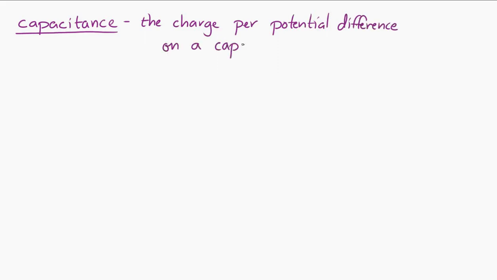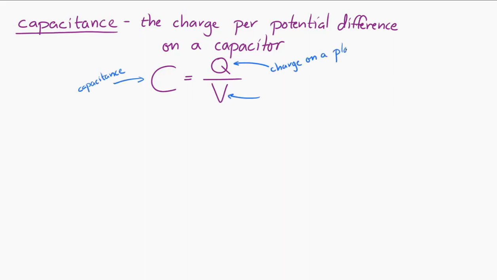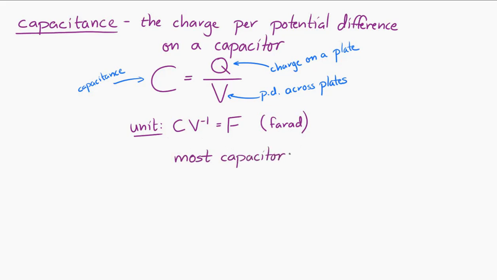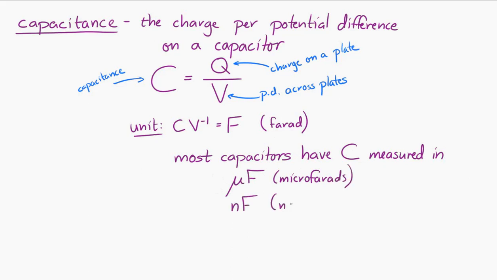Now, every capacitor has what's called capacitance. The capacitance is defined as the charge per potential difference on a capacitor. We can write an equation for that: capital C, the capacitance, is equal to Q over V, where Q is the charge on a plate, and V is the potential difference across the plates. The unit of capacitance is the coulomb per volt, defined as a farad, capital F, named after Michael Faraday, same Faraday as Faraday's law. Most capacitors have capacitances measured in microfarads, nanofarads, or even picofarads.